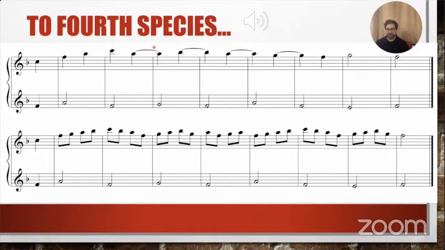And in this particular case, this might be a good resolution. So let's listen to it and see if you hear that second measure, if it sounds awkward to you.